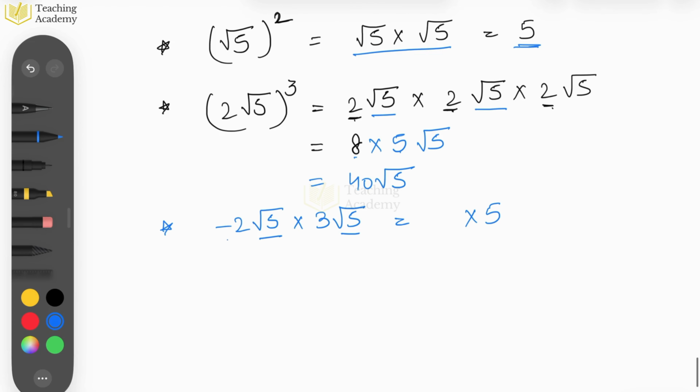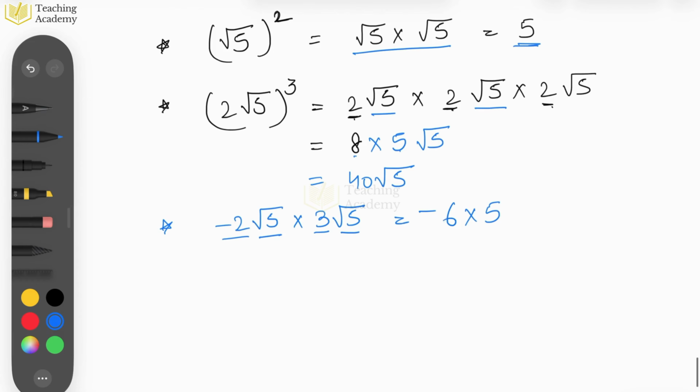And I can see that negative 2 and 3 are the whole numbers. So negative 2 times 3 will give you a negative 6. Okay? So that means it is a negative 30 root... I hope this is also clear. See, multiplying and dividing is quite easy for the radical forms.